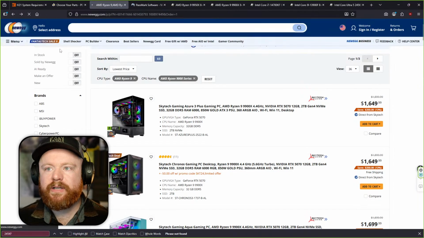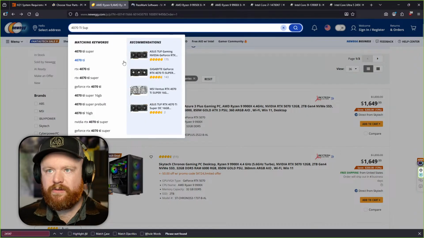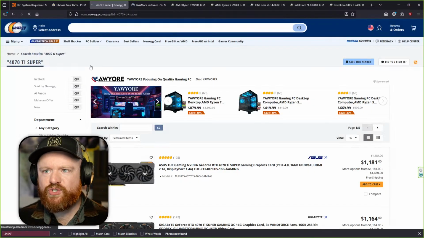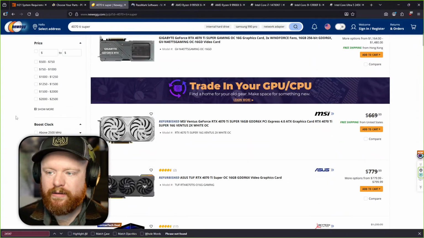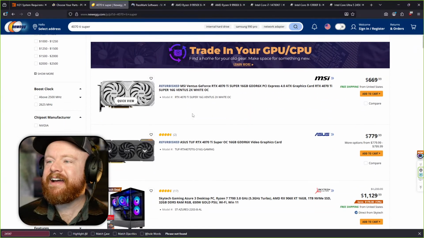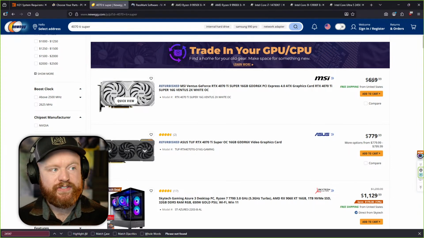Okay, that's not what I wanted. All right, hold on. Okay, 4070 Ti Super cards. It was actually cheaper than what you see right here. I got it for about this price, actually, almost $700 per graphics card.